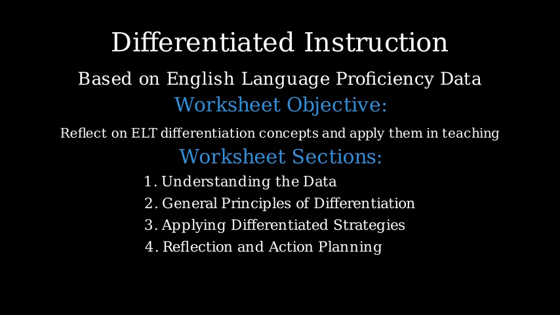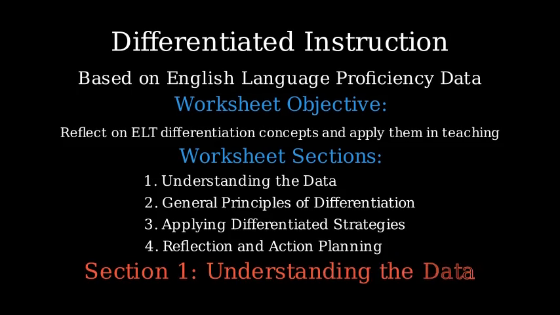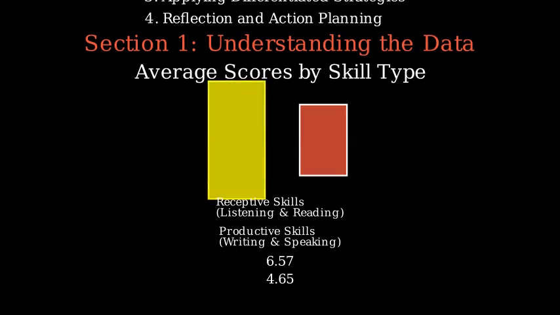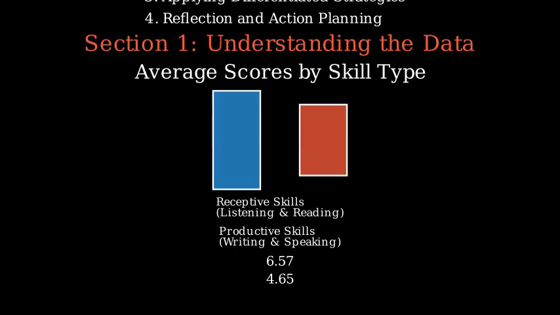Let's start with Section 1, Understanding the Data. This section focuses on analyzing student performance data from the handout. The first key trend identified in the handout is that receptive skills, which are listening and reading, tend to have higher average scores than productive skills, which are writing and speaking. Let's visualize this pattern with some average scores from the data.